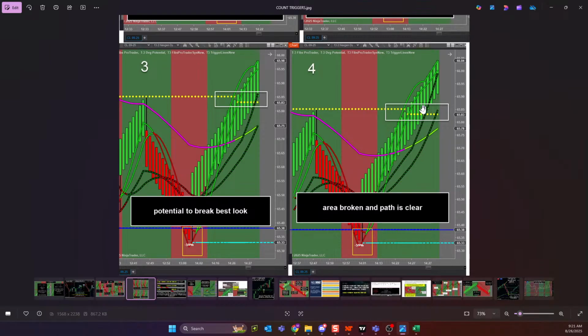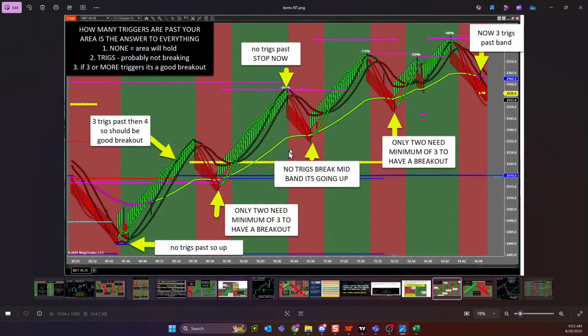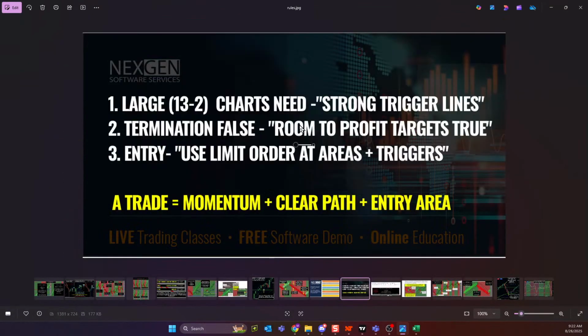But once four trigger lines get through an area, that area is considered broken, guys. Areas of resistance behave as support. Areas of support behave as resistance. So as the brand new user, your option is to wait for that clear path. But because this high probability trend trade is teaching you to recognize what it takes to have a clear path, it's going to open the door for the next trade.